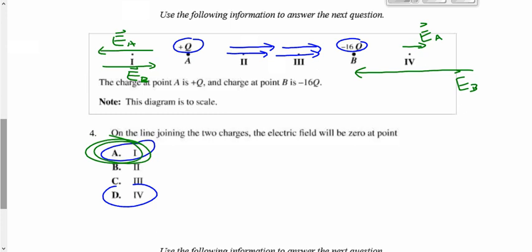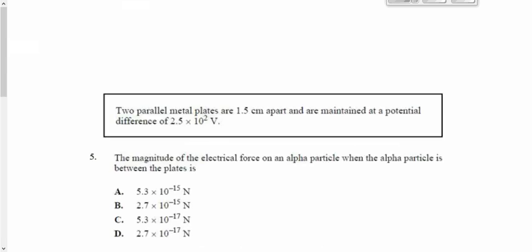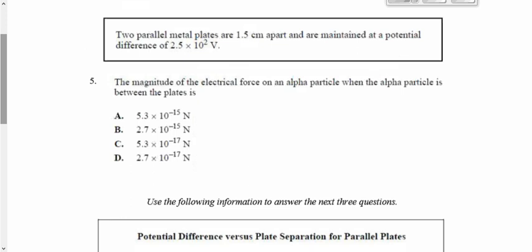All right, 5. The electric force acting on an alpha particle between these plates. We're going to use our two uniform field equations. Remember we have our top 2 equations in our Venn diagram, and we have our bottom 2 equations. We're going to use our bottom 2 equations here. First, we're going to find the electric field strength. E is equal to delta V over delta D.